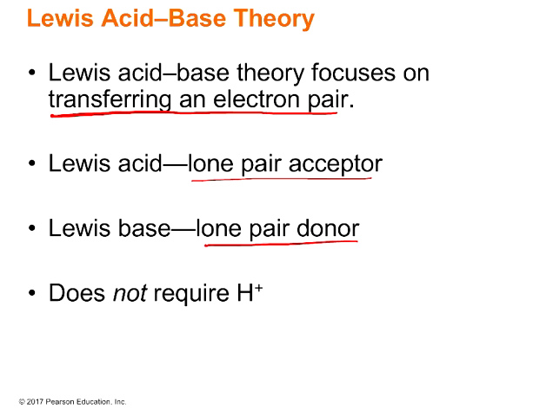But in general, our Lewis acid-base reaction might look something like this, where we have an acid with maybe a positive charge, and then a base with a lone pair of electrons, and then they're going to team up and form a molecule.